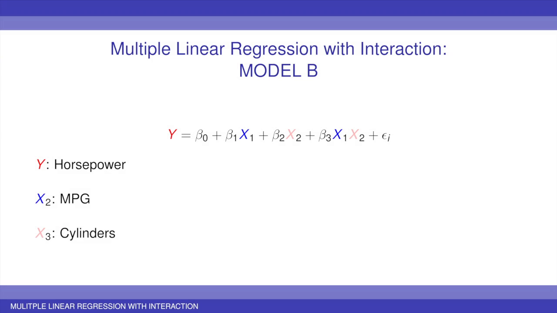Without model year as a variable, we are left with model B. We want to use MPG and cylinders to estimate horsepower, and we believe that the effect that MPG has on horsepower varies depending on the number of cylinders. In other words, the effect of MPG on horsepower for a car with 4 cylinders is different than the effect of MPG on horsepower for a car with 8 cylinders.